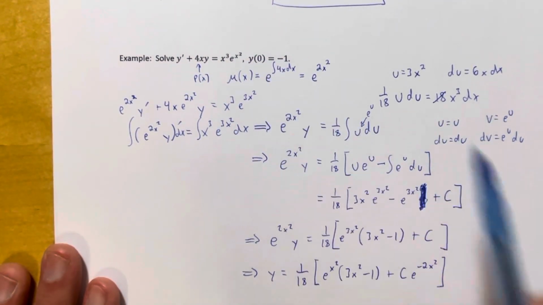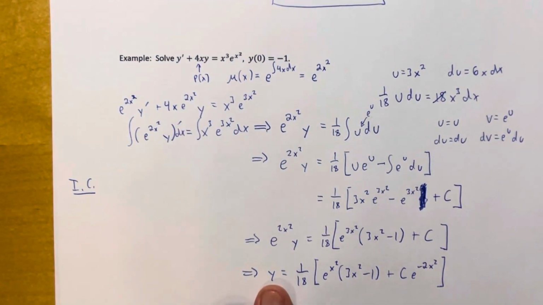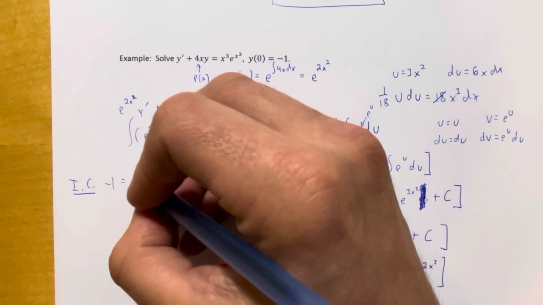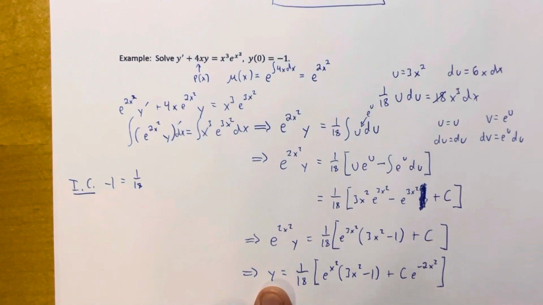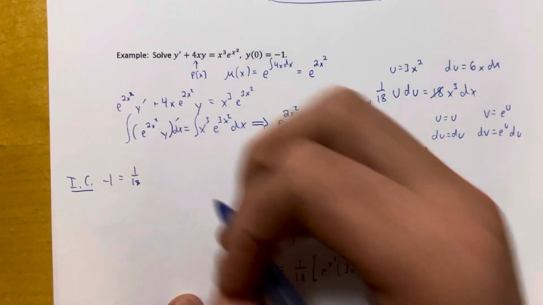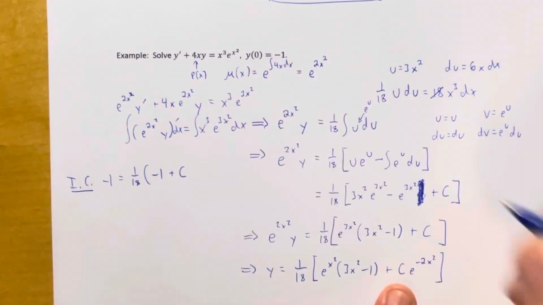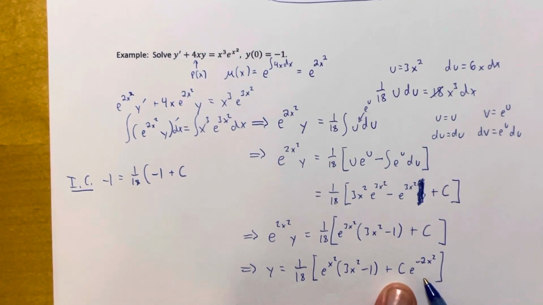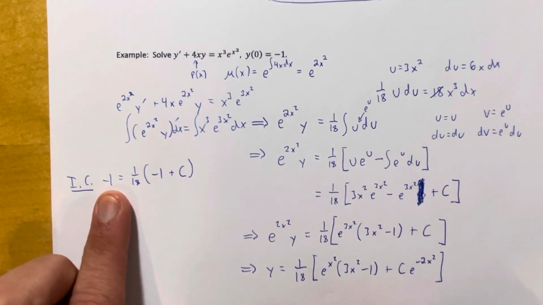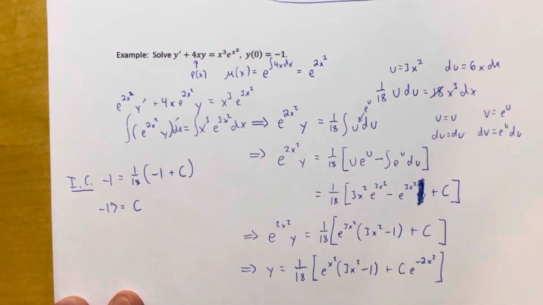We have y of 0 equals negative 1. So if I were to use my initial condition, I'll use this space over here for that. My y becomes negative 1 equals 1/18. Let's think about what happens if we plug a 0 in for x. So if I plug a 0 in for x, e to the 0 becomes 1. If I plug a 0 in here, I get negative 1. So 1 times negative 1 is negative 1, plus c times e to the 0, which is also going to be 1. So I get negative 1 plus c. Okay, if I multiply both sides by 18, I'll get negative 18, and then I'm going to add that 1 over, which gives me negative 17. So c is equal to negative 17.